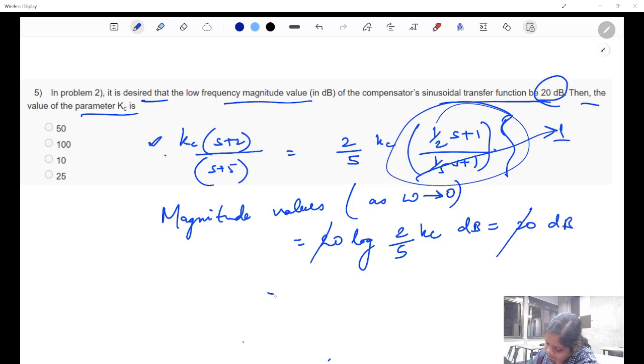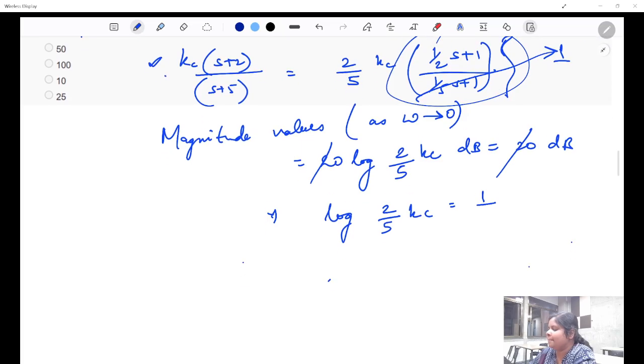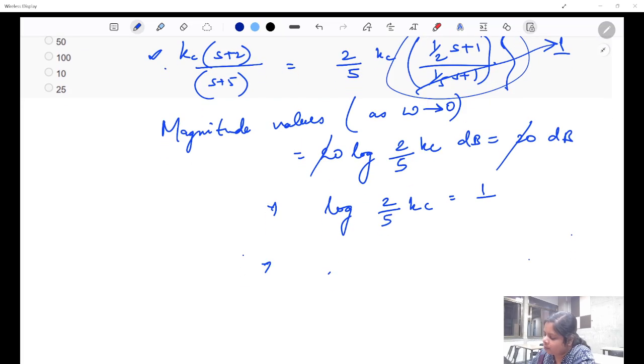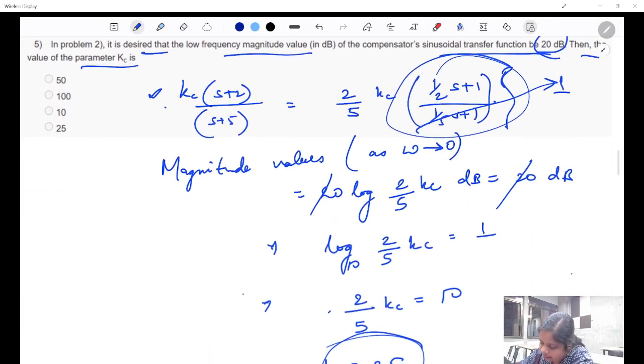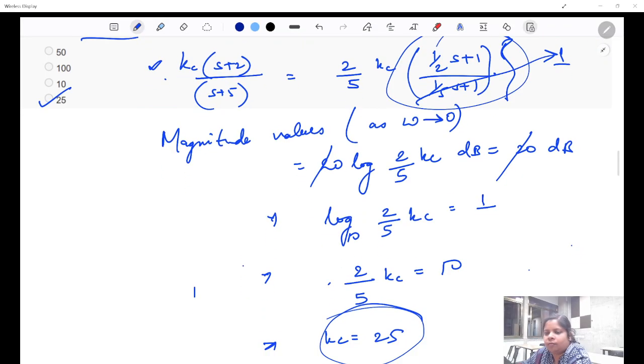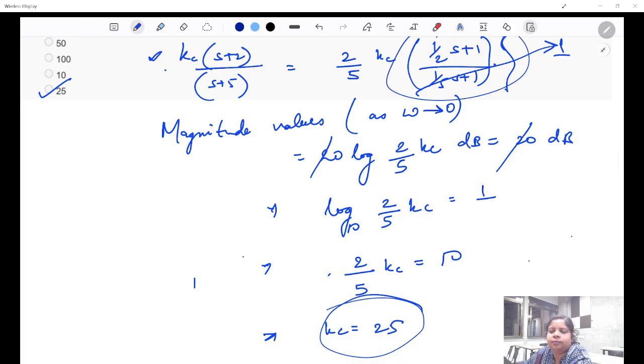20 cancels out. So log of 2 by 5 Kc should be equal to 1. When would it become 1? This is at base 10, right? So 2 by 5 Kc should be 10. So from here Kc is equal to 25. So D is the correct answer. I hope this is clear.